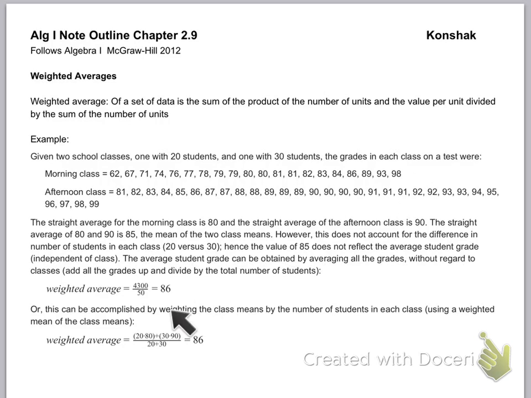So basically, 80 times 20 gives me the total for the first class, and 30 times 90 will give me the total for the second class. And if I add all of them together and divide that by 20 plus 30, aka the total number of students, I should get the same value of 86. I need to figure out the value of the average in one class, add it to the value of the average in the other class, and divide it by the number of students total. That's how weighted averages work.